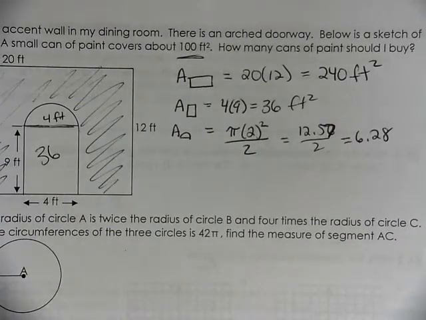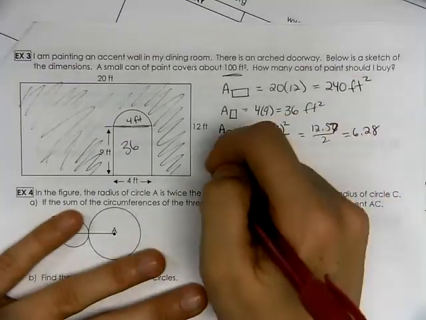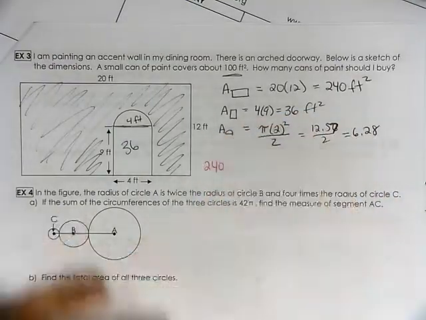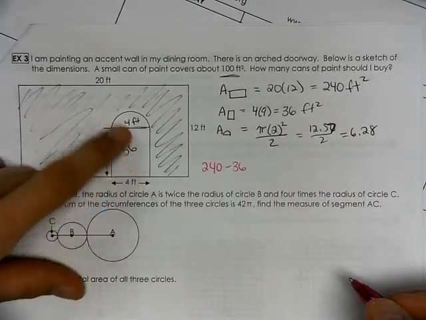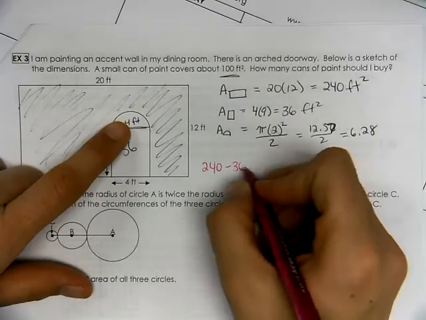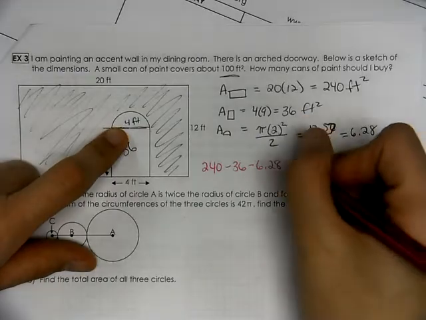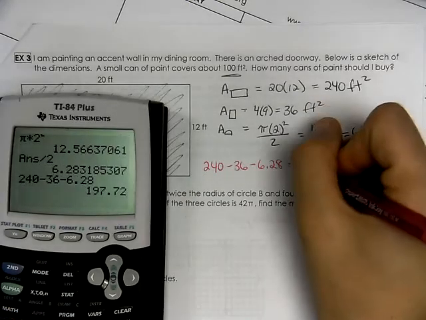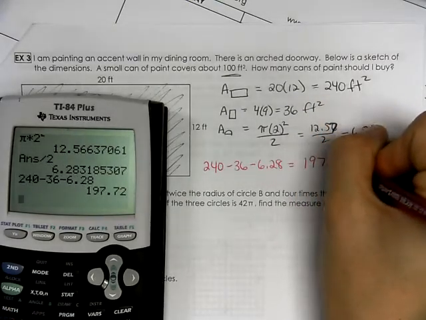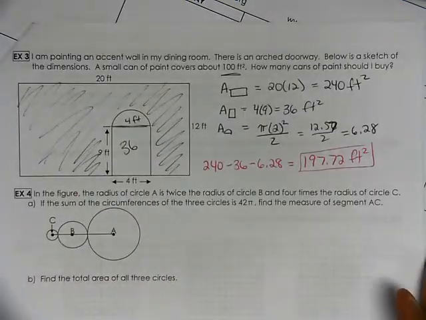So to find the area of the wall, I'm going to take the whole area, my 240 square feet. I'm going to subtract out the 36 square feet from the rectangular part of the doorway, and subtract out 6.28 from the half circle part of the doorway. So the whole wall is 197.72 square feet.